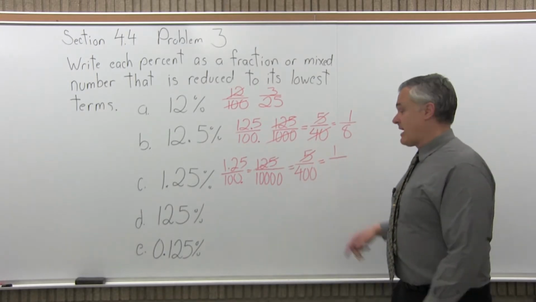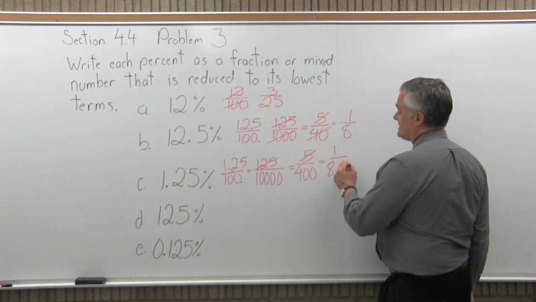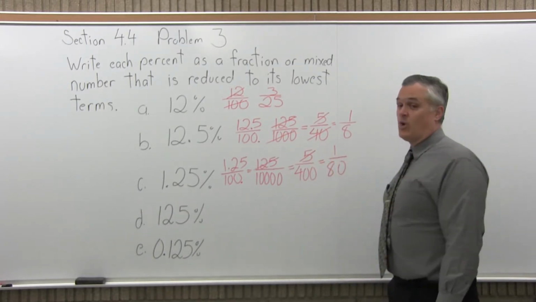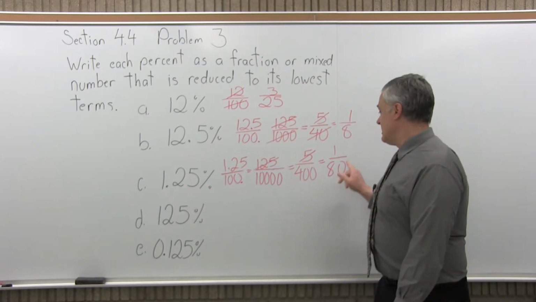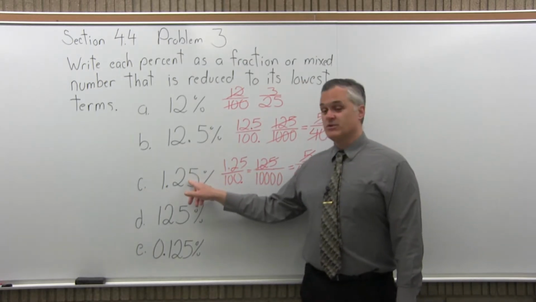So now put the 0 back. 8 with a 0 after it is 80. And now that can't be reduced anymore. 1/80th, or 1 over 80, is the fraction equivalent of 1.25%.